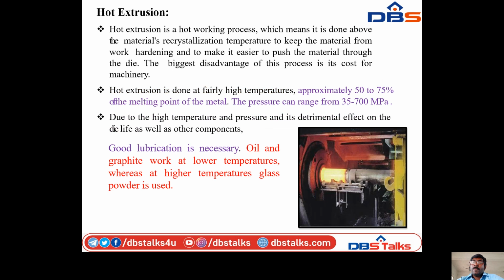Hot extrusion. Hot extrusion is a hot working process, which means it is done above the material's recrystallization temperature to keep the material from work hardening and to make it easier to push the material through the die. The biggest disadvantage of this process is the cost of machinery.